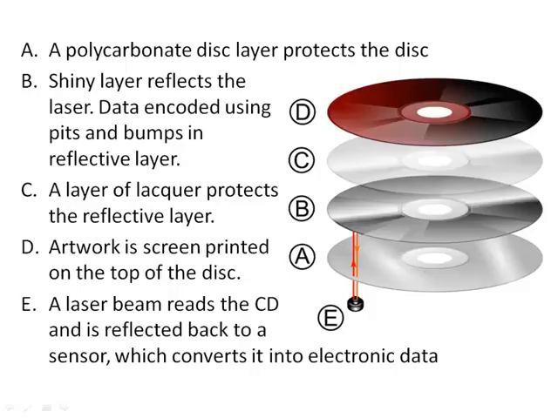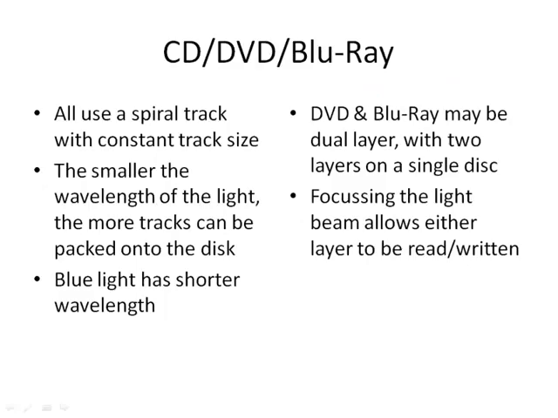Data is read from and written to by means of a laser beam. So for a CD, for example, we'll have a red laser beam that reads a CD and is reflected back to a sensor, which converts the light that's reflected back into electronic data.